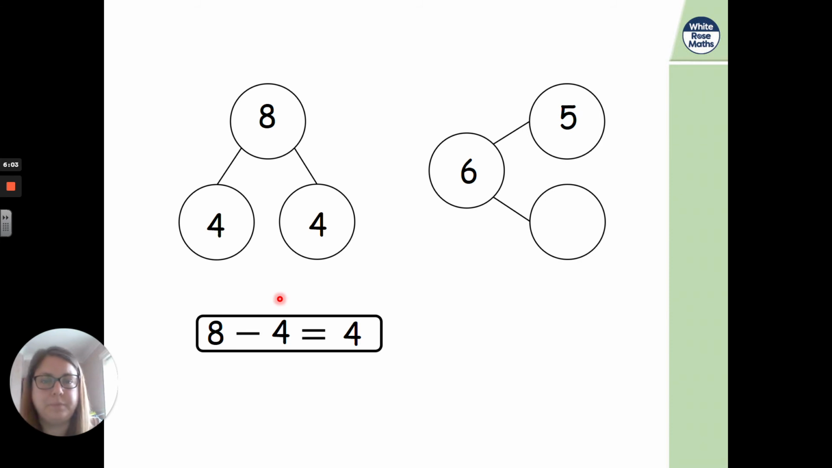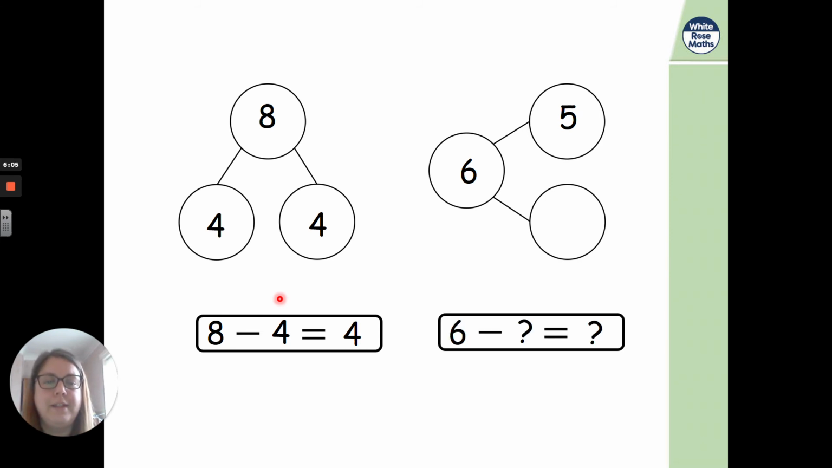Next one. 6 take away something equals something. What's my missing number here? It's going to be 5, isn't it? Because 5 is there. What is the answer going to be then? What do I have if I do 6 take away 5 equals? It is 1. Well done.